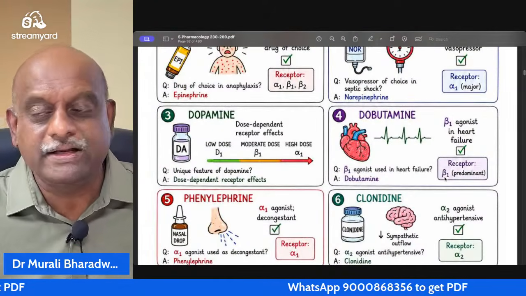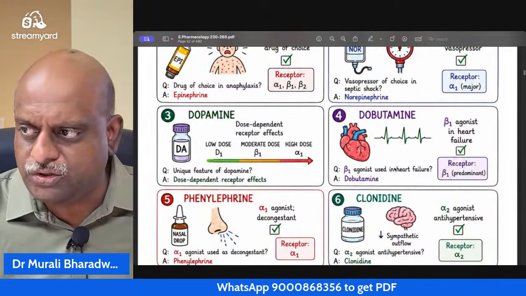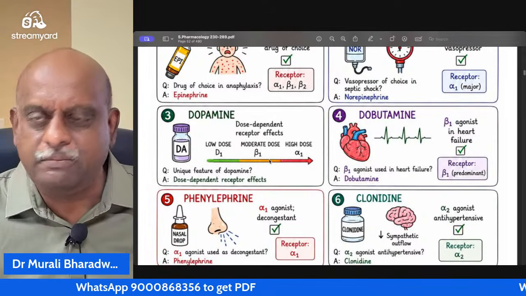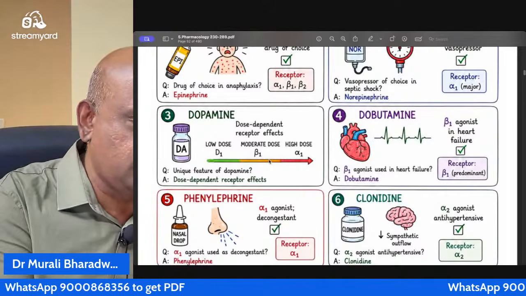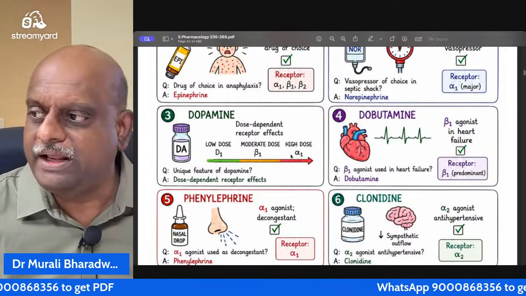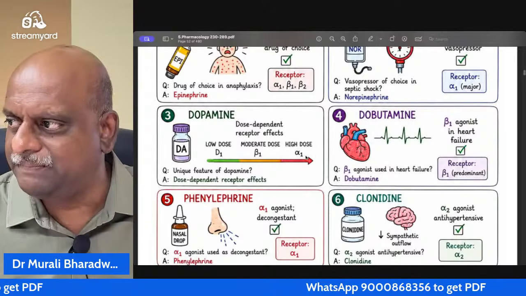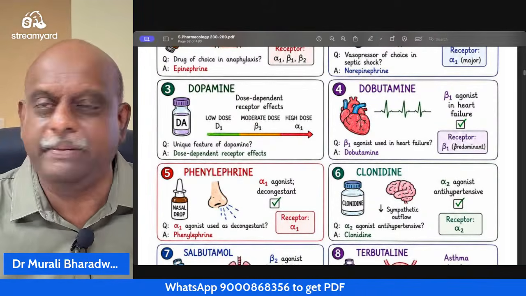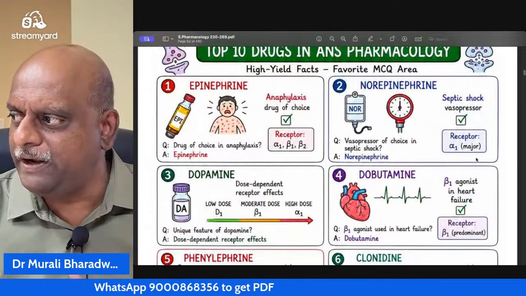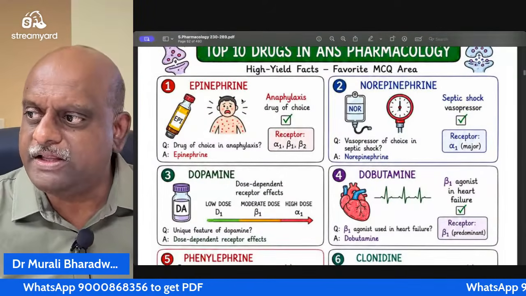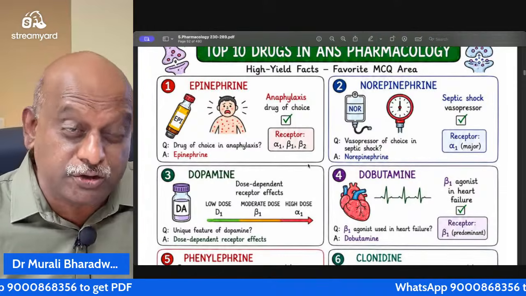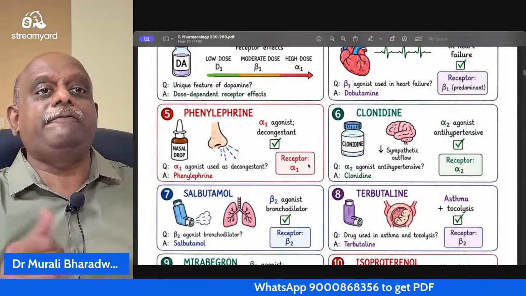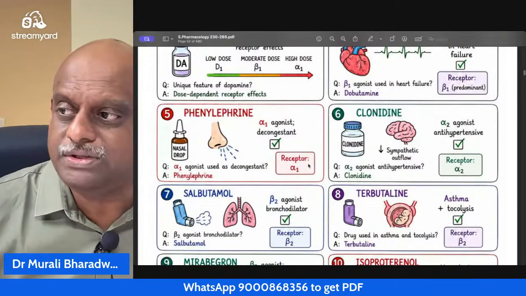Dopamine, its effects are all dose dependent. Low dose it acts on D1, moderate beta 1, high dose alpha 1. So in low and moderate doses, it predominantly leads to vasodilatation. Whereas in high dose, it leads to vasoconstriction. Dobutamine is a beta 1 agonist, predominantly beta 1. Just like norepinephrine is predominantly alpha 1. Whereas epinephrine, alpha 1, beta 2. You need to specifically remember these fine things. Then phenylephrine is an alpha 1 agonist, which is used as a decongestant.